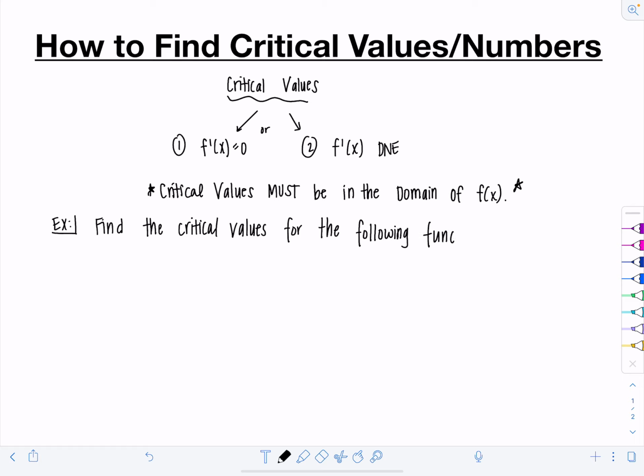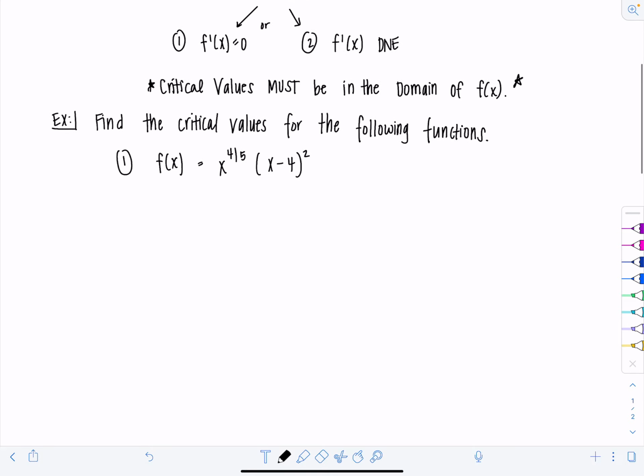And the first one that we're going to look at is f of x equals x to the 4/5 times x minus 4 squared. All right? So first order of business, we have to figure out what the domain is for f of x. So let's analyze this function a little bit.